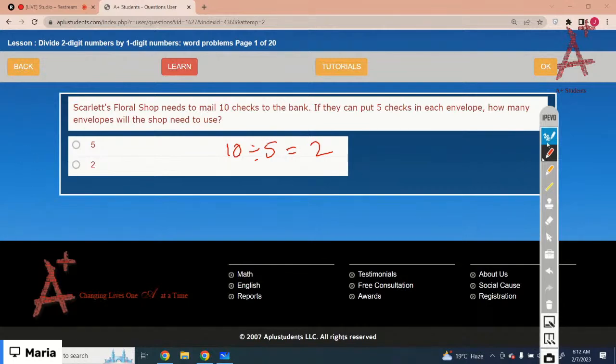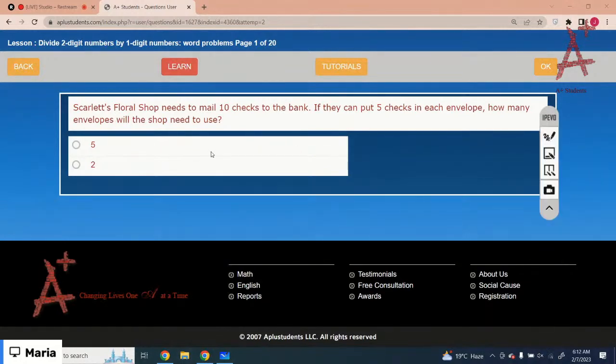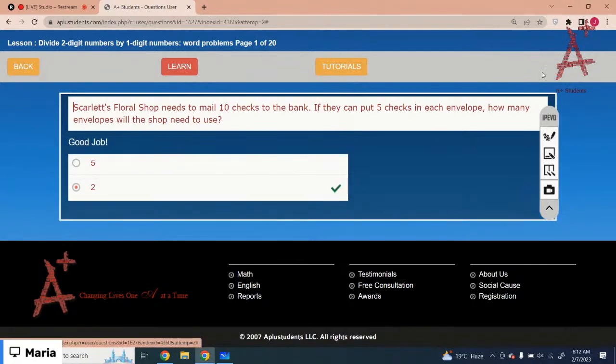You are dividing 10 by 5. You have to count the table of 5 until 10. So 5 times 2 is 10. So the correct option is 2. Just select the correct option, then click the OK button.